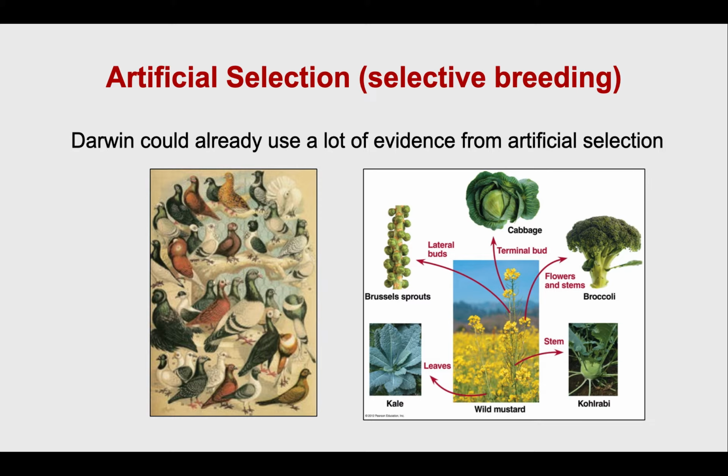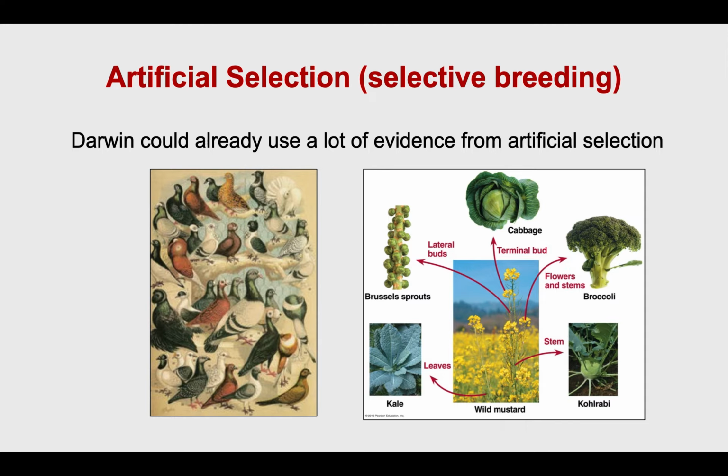Darwin also saw artificial selection back in his day. So this is not a new thing that's happening. He could look at different homing pigeons and find traits that were desirable by different breeders, as well as in food. Wild mustard has been artificially bred for all sorts of different vegetables that we eat today, such as kale, broccoli, and cabbage.